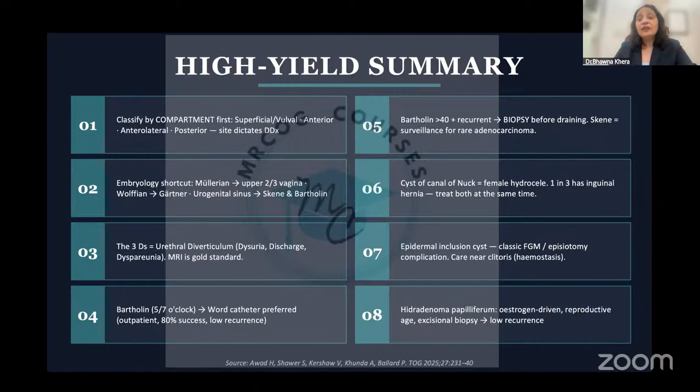Cyst of the canal of Nuck: take it as a hernia, right? You have to treat not only the cyst but also close the sac. Epidermal inclusion cyst, very important point, I'm repeating it again and again: be careful about FGM or episiotomy complication here. And then finally, it is the hidradenoma papilliferum. It is an estrogen-driven, reproductive age thing. So do an excisional biopsy, recurrences are low, and the patient will be treated.